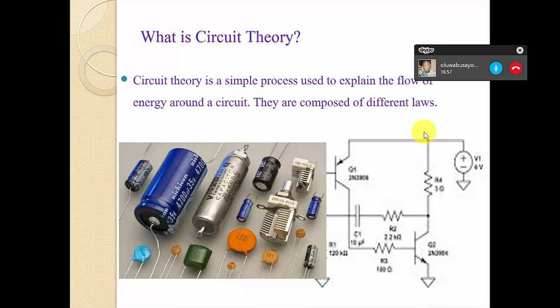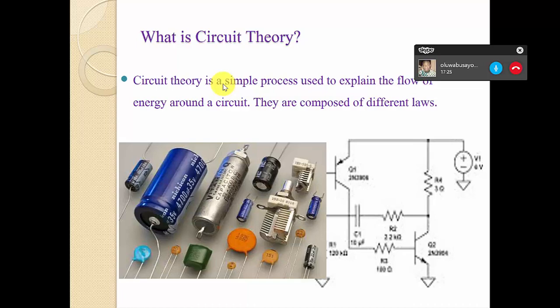Sorry again. You know, when you say a theory of relativity, circuit theory is a theory. Solomon started on a very bad note. He said the circuit theory is a device. You can see very clearly here that circuit theory is a simple process used to explain the flow of energy around a circuit, and you are coming up with a different thing entirely. So please start all over again. What is circuit theory?